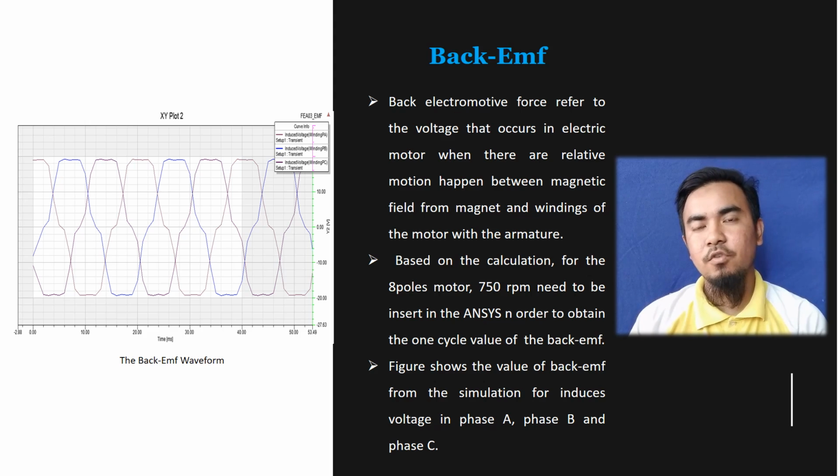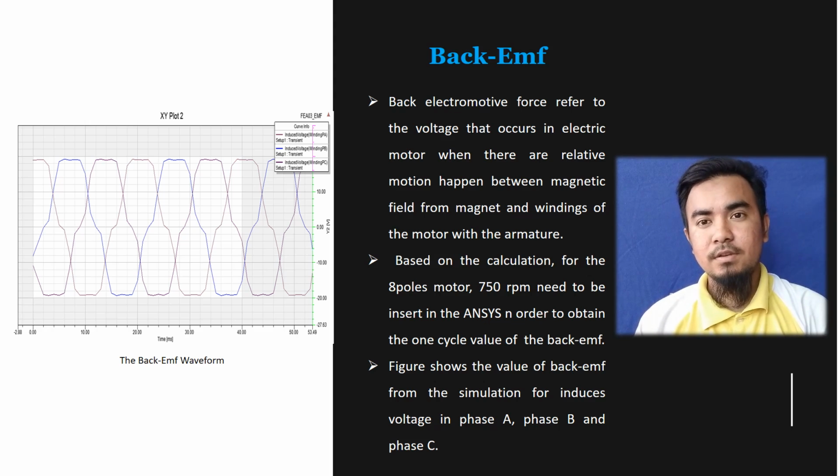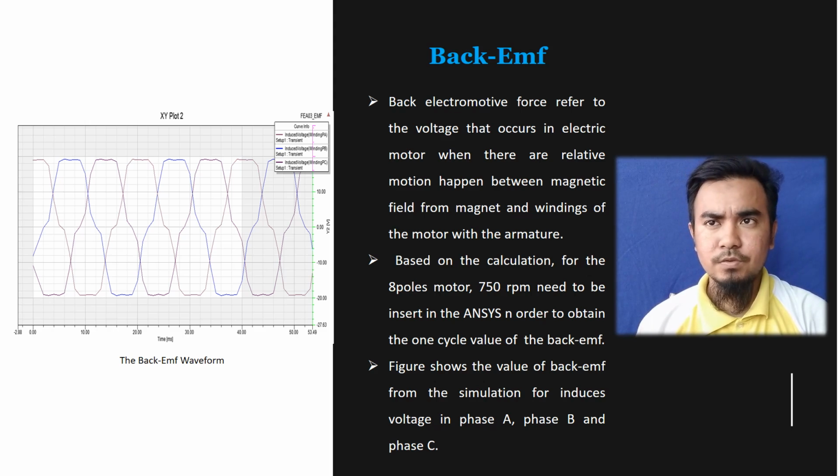for induced voltage in phase A, phase B and phase C. This is the waveform of the back EMF. The EMF is generated by a running motor because it consists of coils turning in a magnetic field. It opposes the voltage powering the motor.